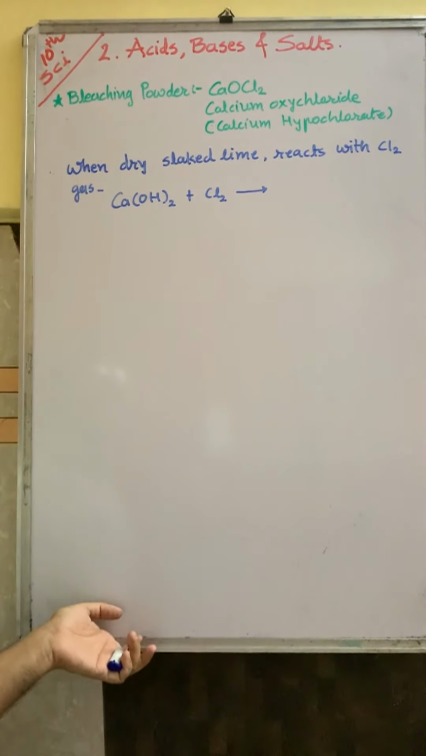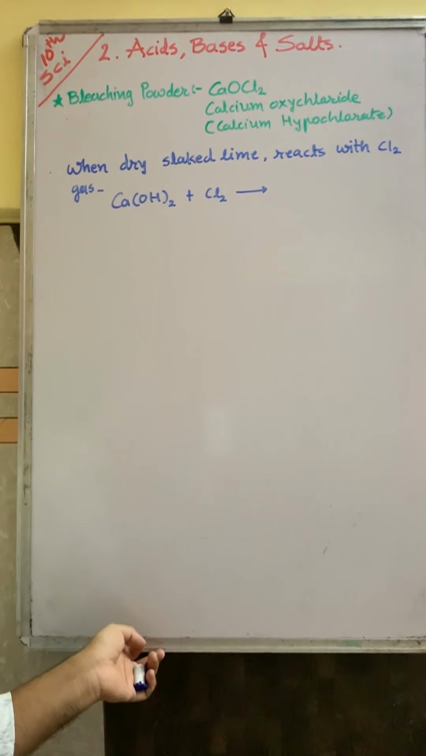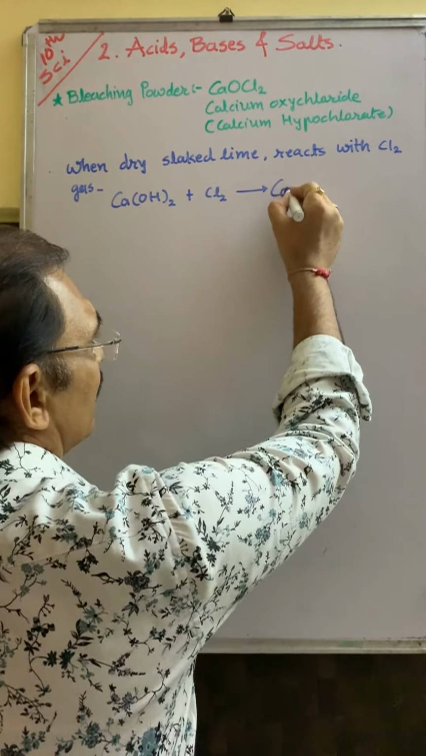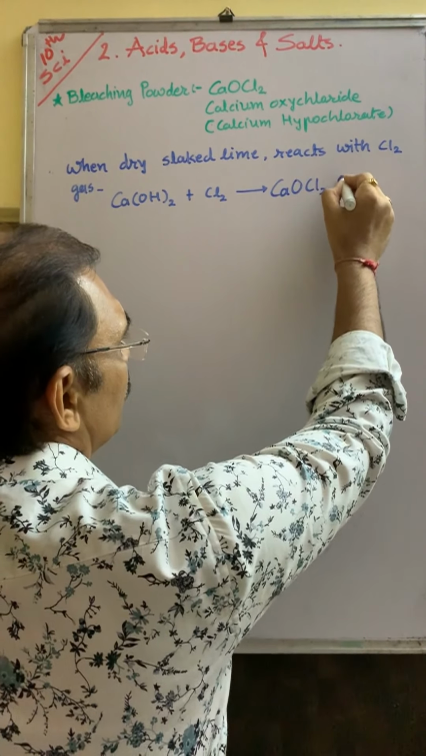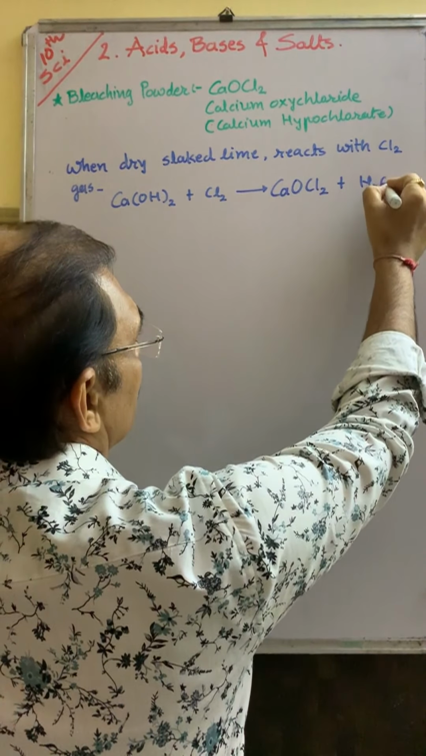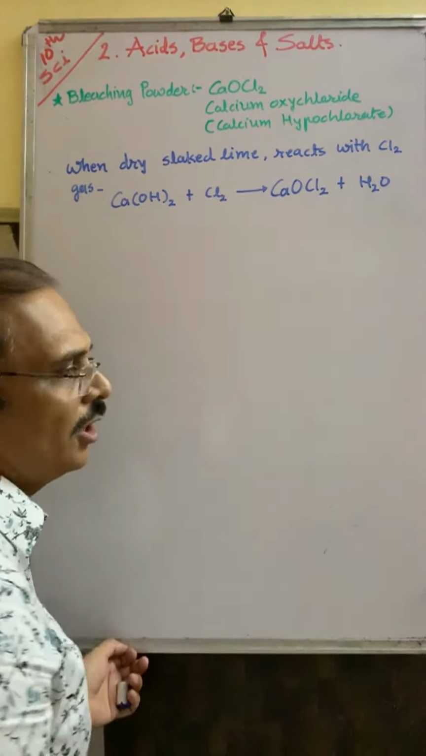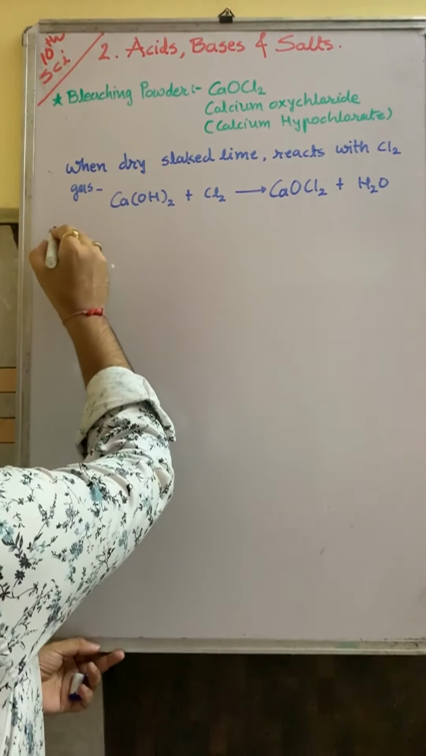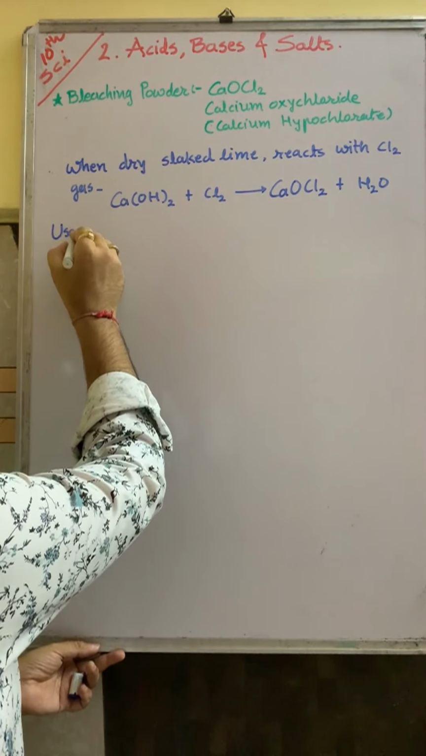Okay, then CaOCl2, that is called calcium oxychloride, is produced and water is released. CaOCl2 plus water is released. This is known as what? Bleaching powder. Okay, now what are the uses of bleaching powder?